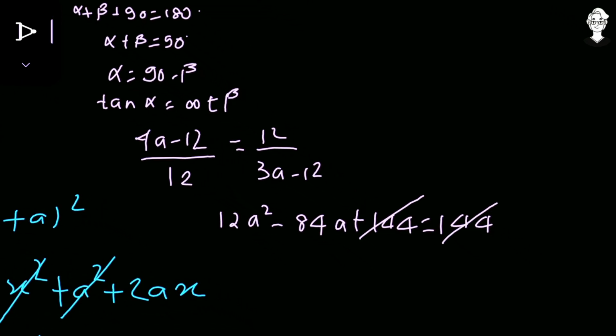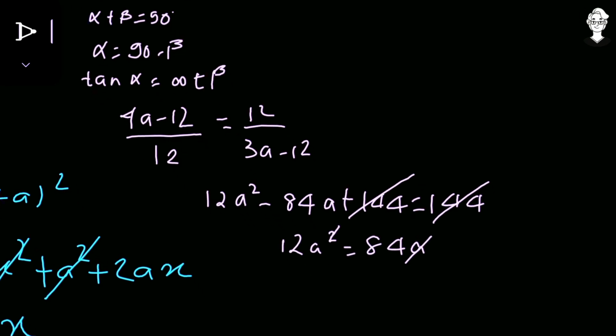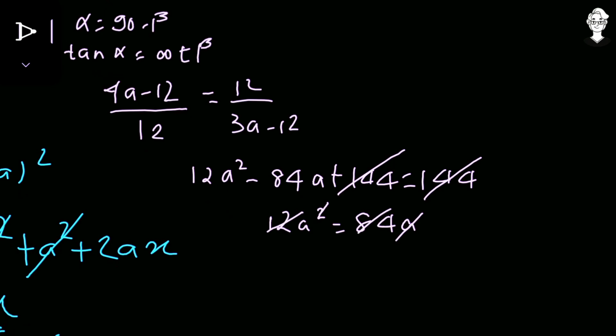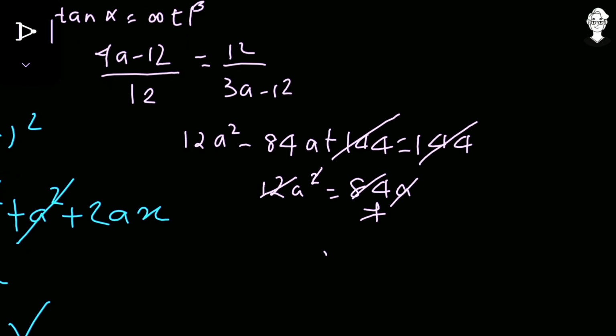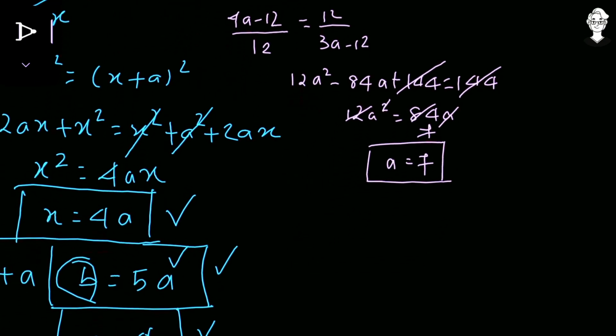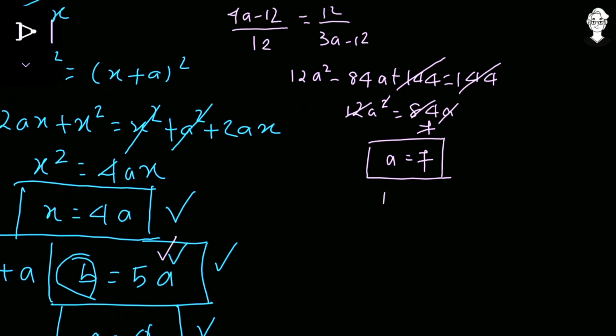So 144 gets cancelled out, so 12 times a square equals 84 times a. Cancel the a, and from the table of 12, 12 into 7, that's 84 exactly. So from here we get that yes, a is equal to 7. The question was to find the value of the diameter, so we have that b is equal to 5 times a. So b is equal to 5 times 7, that's 35. Yes, b is equal to 35.